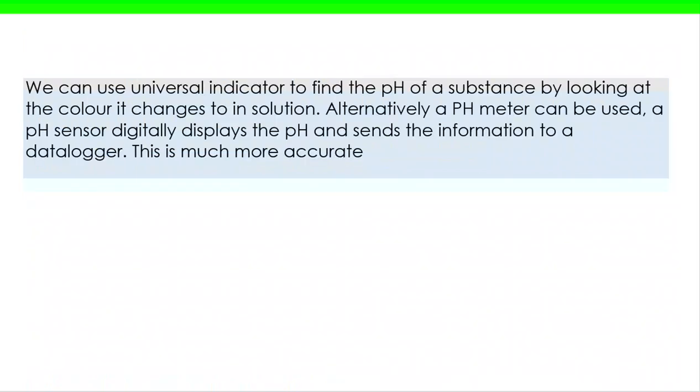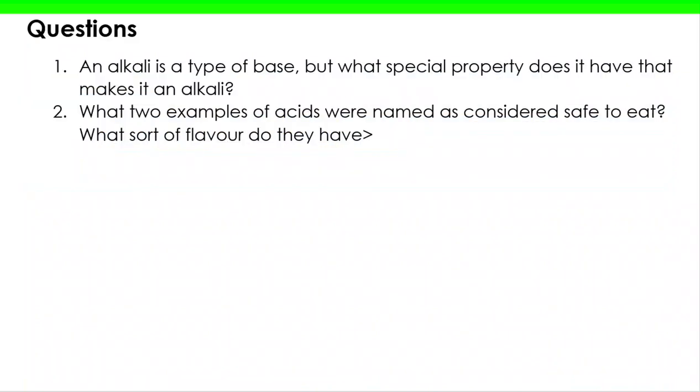And final bit of information here, we could measure that in two different ways. We could use universal indicator, which will go different colours depending on the pH that we're measuring, or we could do the measurements digitally using a pH meter. So a lot of information there. Have a go at the questions that follow and see how you do.